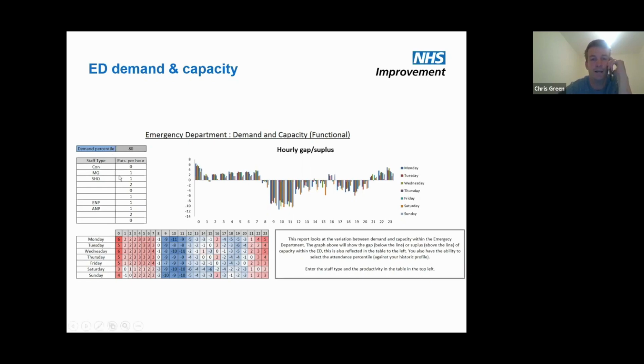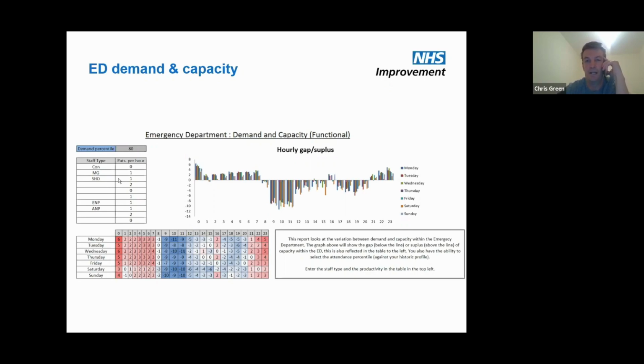The other table down here reflects the amount of staff and the patients per hour that each of those staff can see. Now, as I mentioned in the introduction tab, we don't want to look at each individual member of staff. So we're not saying that Chris can see so many patients per hour, Dan can see so many patients per hour. What we're looking at is staff groups. So we'll be saying how many patients do our consultants see, how many patients do our middle grades, SHOs, etc. see.